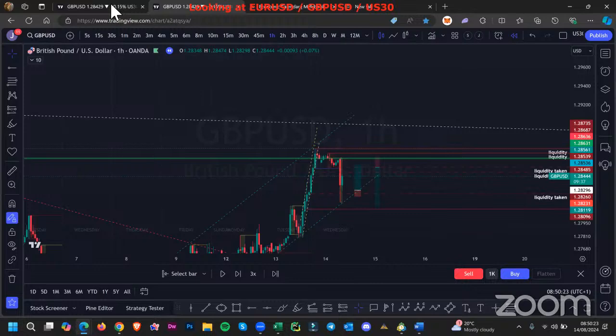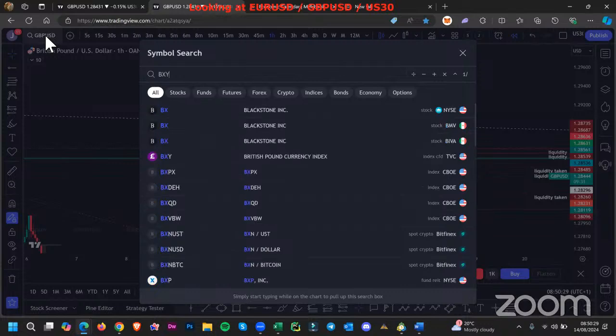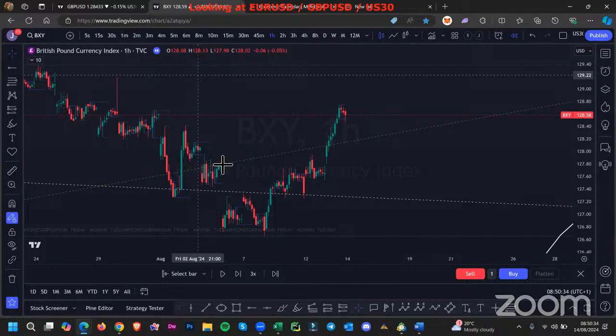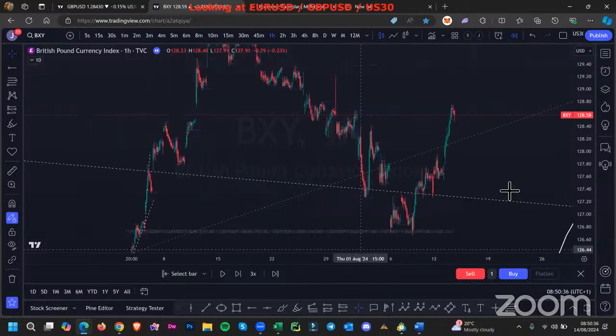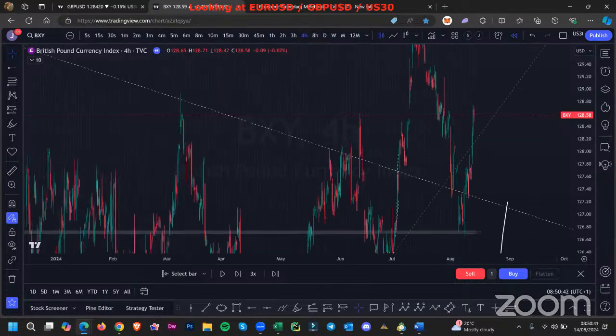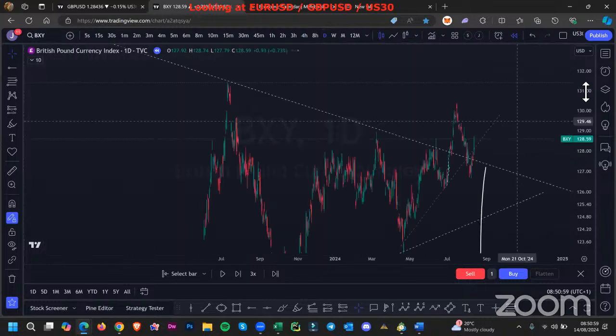Let's just have a look at the BXY to see where we are in regards to structure. It's going to be very similar, I believe, to GU. But let's have a look. Just zoom out. The BXY is the British pound index, and we're watching it to see exactly what's happening with it. And as we can see here, go to our daily time frame.